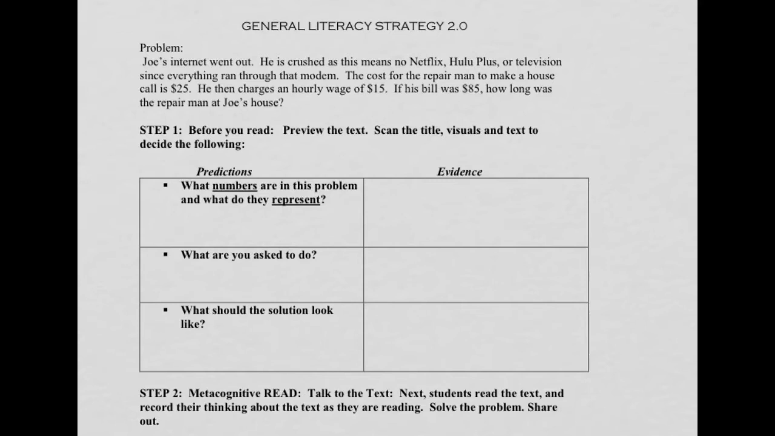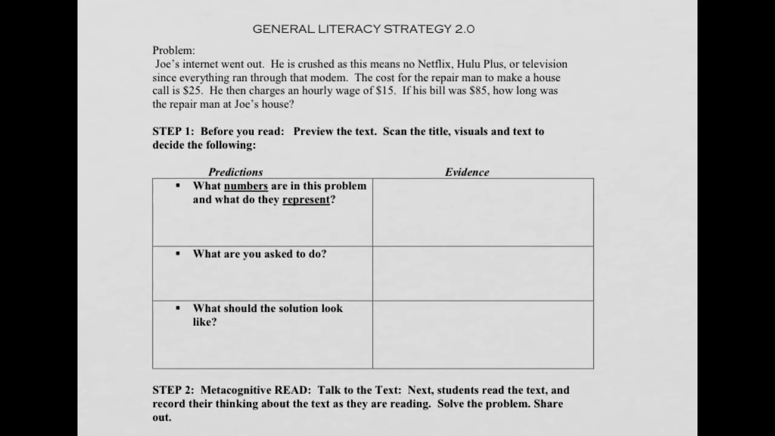So I begin by reading it through the first time. I then take a second read through, pointing out information that could be valuable. So, Joe's internet went out. He is crushed, as this means no Netflix, Hulu Plus, or television since everything ran through that modem. The cost for the repairman to make a house call is $25. $25. Okay, so that has got to be important somewhere.